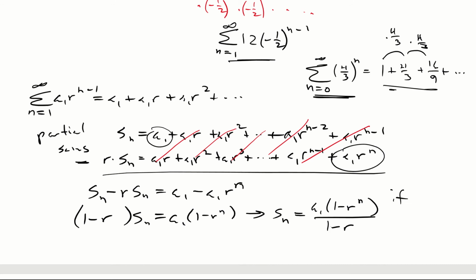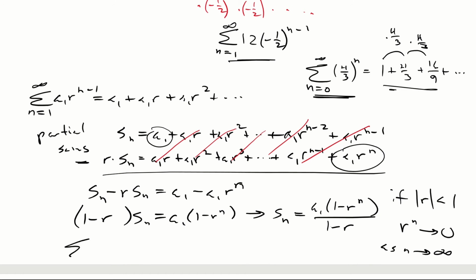If absolute r is less than 1, then r to the n goes to 0 as n goes to infinity. I'm doing it real quick. This is better as a classroom discussion. I'm explaining to you the following fact.